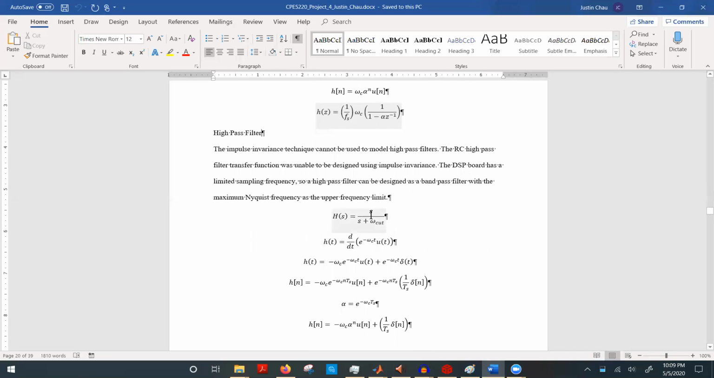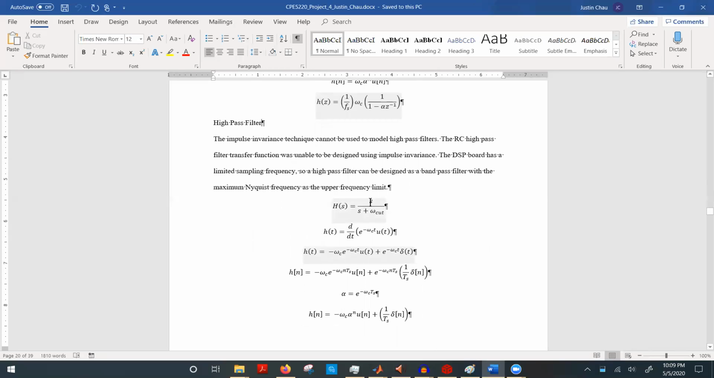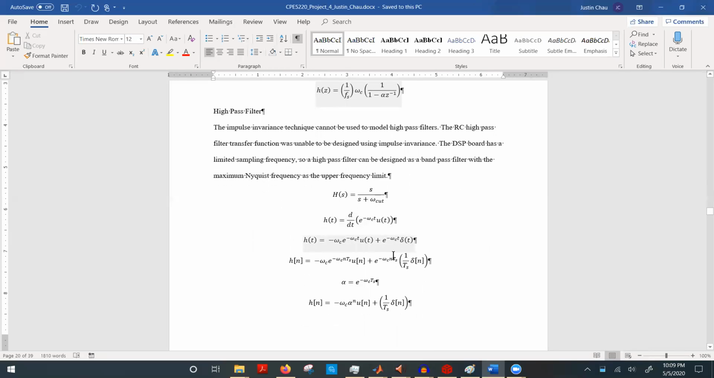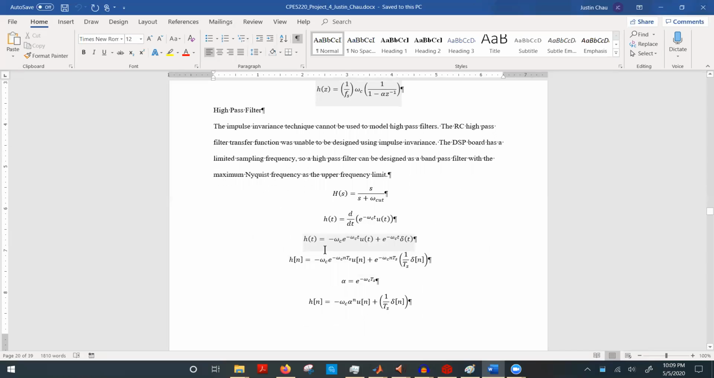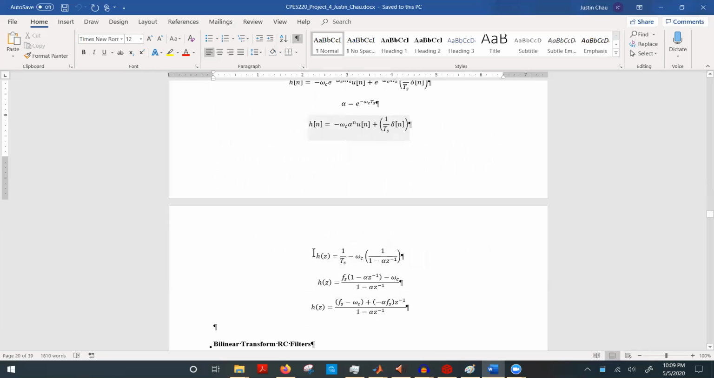Again, this is what we started with. Remember S is the same as the derivative, and then I can just rewrite this using the inverse Laplace transform. That'll take the derivative, and remember for the derivative of u(t) is where we get this delta function. Then we sample to change from the t domain to the discrete time domain, the n domain. I make a substitution here to write it into a form that's easy to transform into the Z domain. And then we have it in the Z domain.